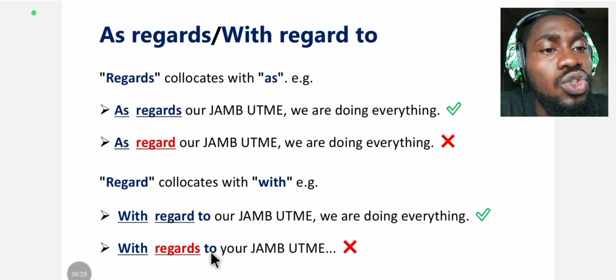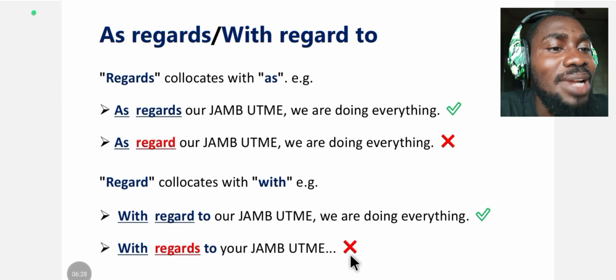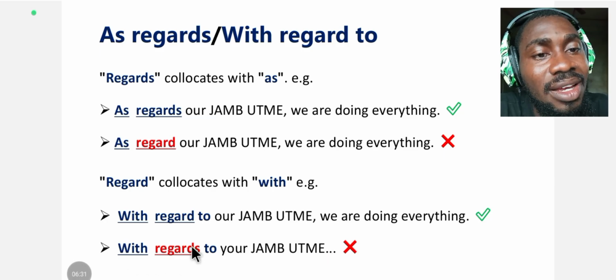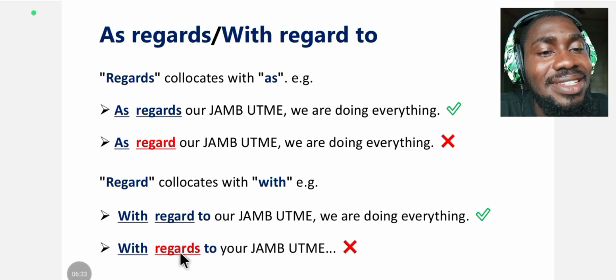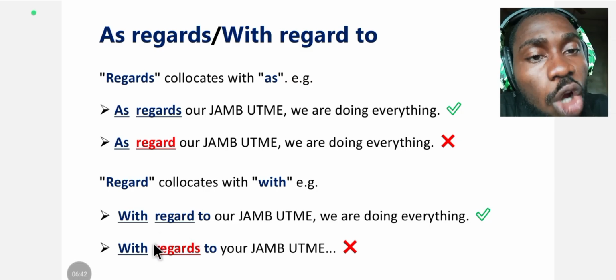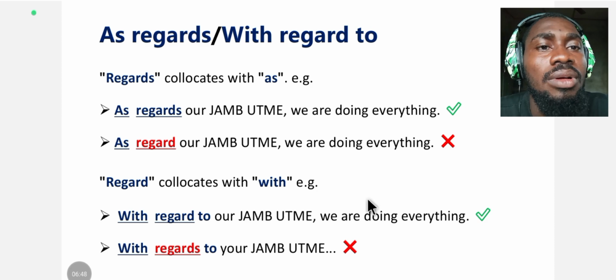With regards to your JAMB UTME, blah blah blah, that's wrong. With regards. It's not supposed to go with s. This s form, this singular form of verb. You know, regards is a verb. So this is a singular form. It should not go with this one having s. Moving on.